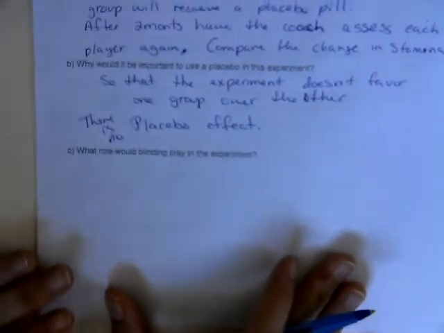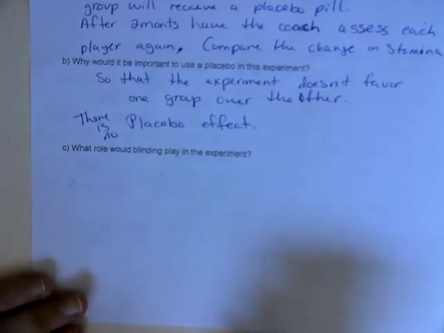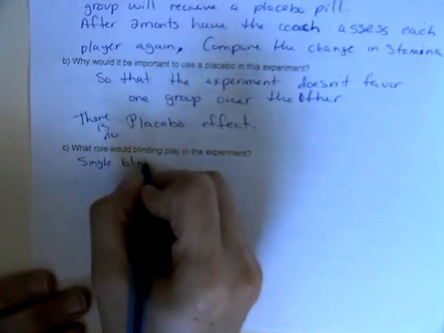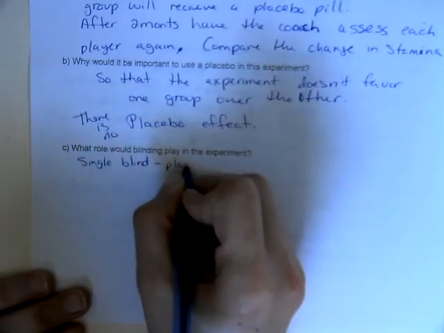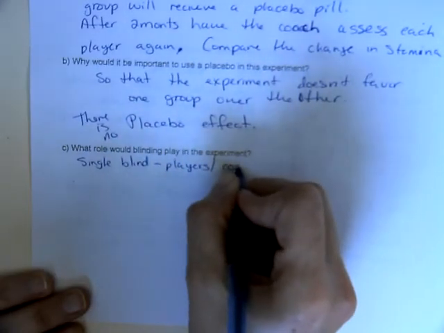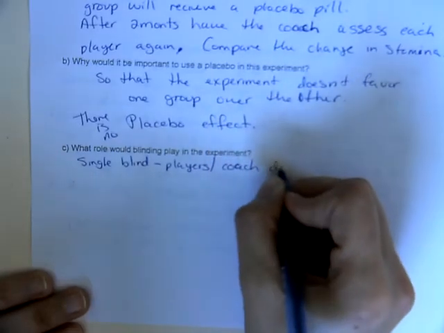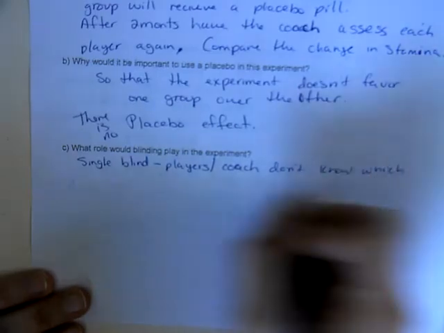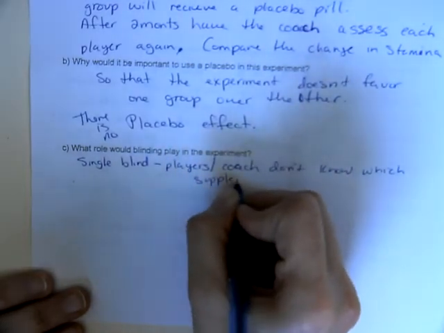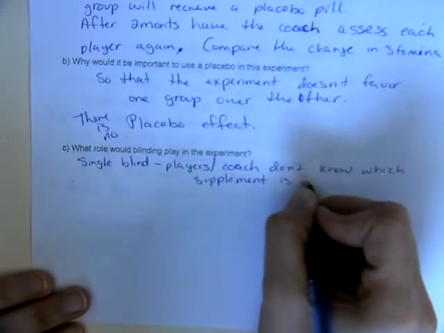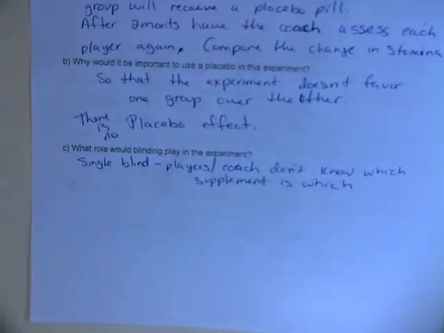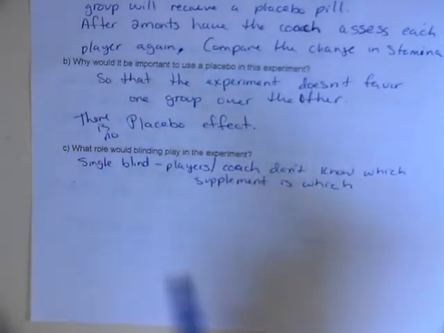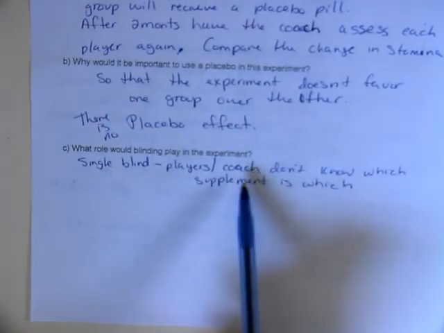Okay, so this probably could be a single blind, right? The players and the coach don't know which supplement is which. Obviously, if the coach knows, he may favor one group over the other, so it's important that the coach doesn't know.